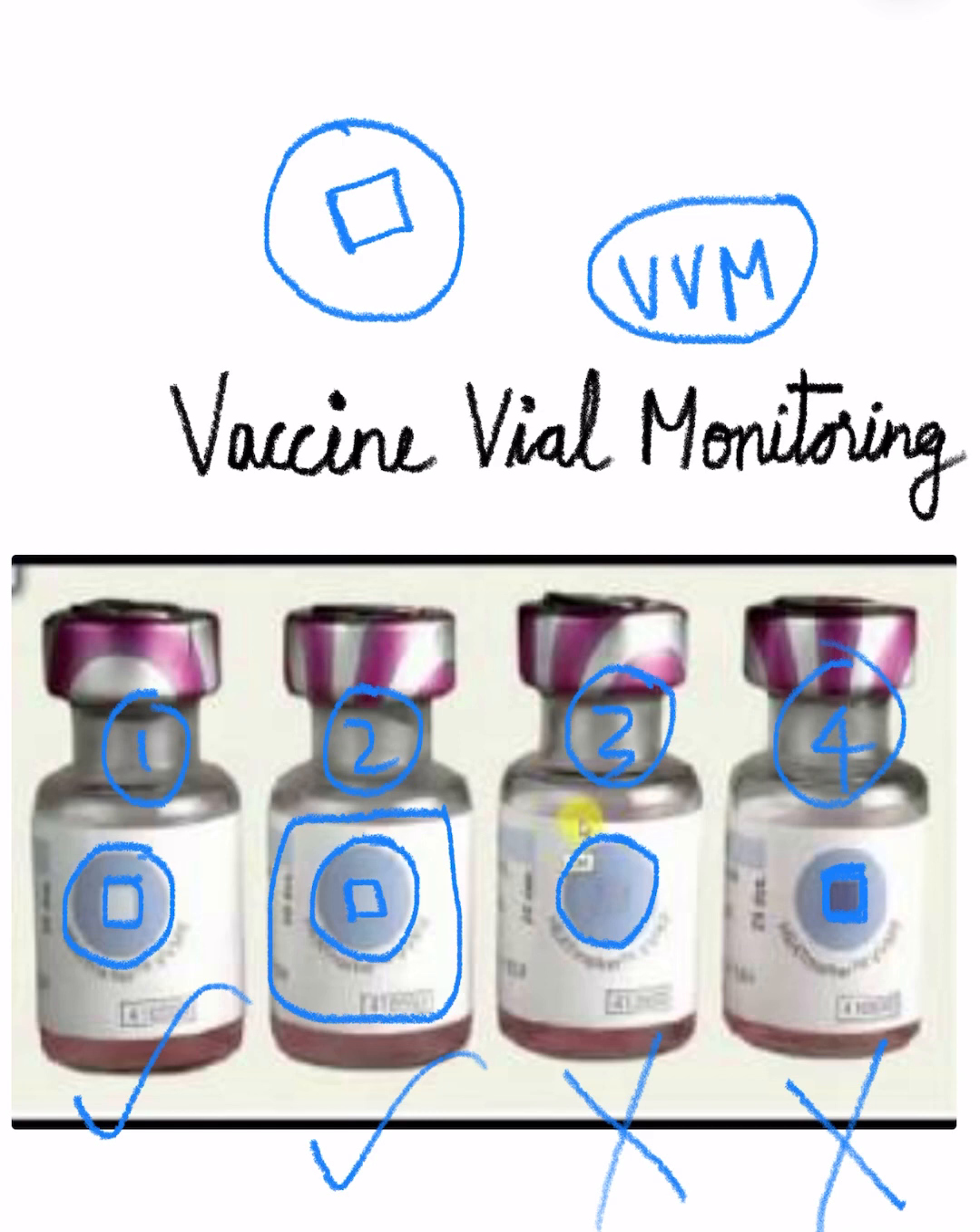This is the vaccine vial monitoring, and it is also used to identify which vaccine should be preferred or used first. Suppose the vaccine is at stage 2, it should be used earlier, or first, than the vial with category 1, so that the wastage of vaccines can be reduced.